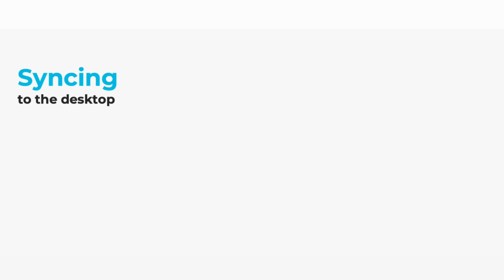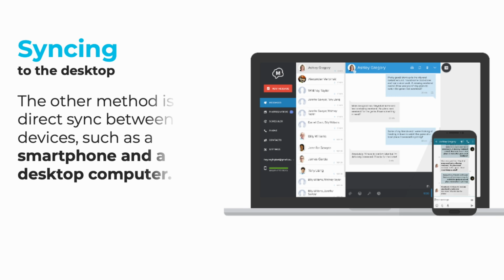Syncing to the desktop. The other method is a direct sync between 2 devices, such as a smartphone and a desktop computer. Here, the 2 devices sync with each other as soon as they are on the same network.